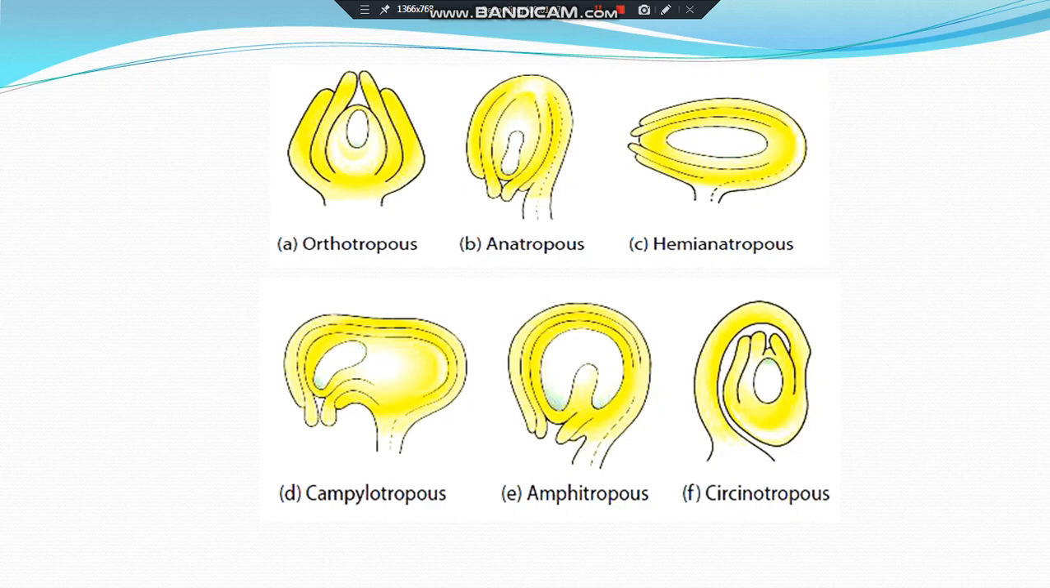Alismataceae. Sixth one, Circinotropous. Funicle is very long, surrounding the ovule. Example: Cactaceae.